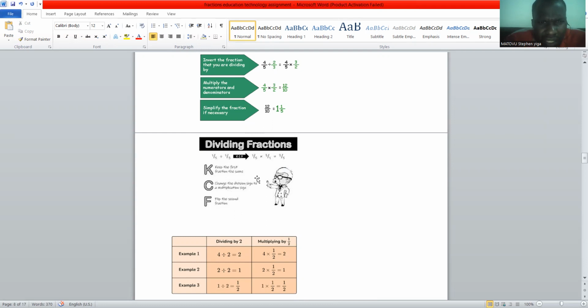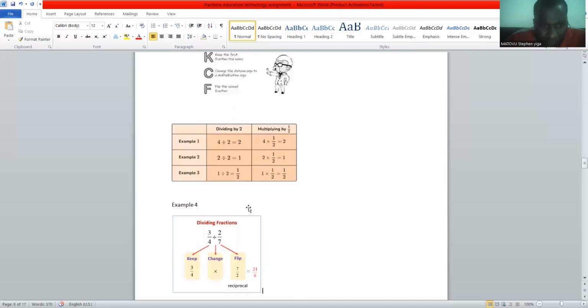After flipping the second fraction, multiply as usual. That is, if you have 4 out of 5 times 3 out of 2, you get 12 out of 10. You can simplify the fraction if necessary. 12 out of 10 is 1 and 1 out of 5. You can simplify it, or if they didn't tell you to simplify, you can leave it there. It depends on the question. When they tell you to simplify, please simplify. So those are the steps taken in division.